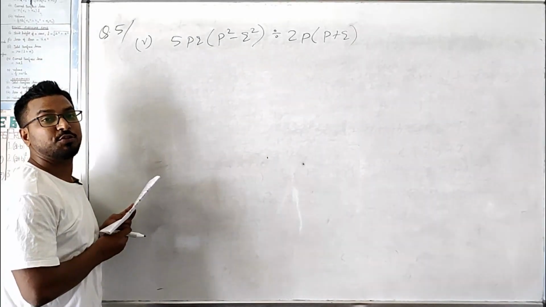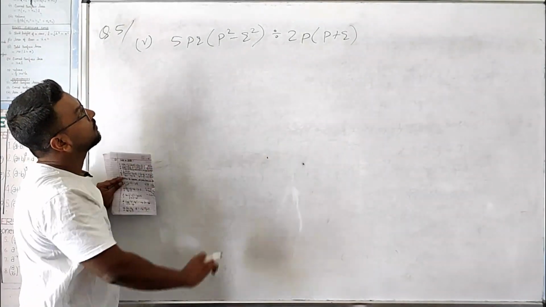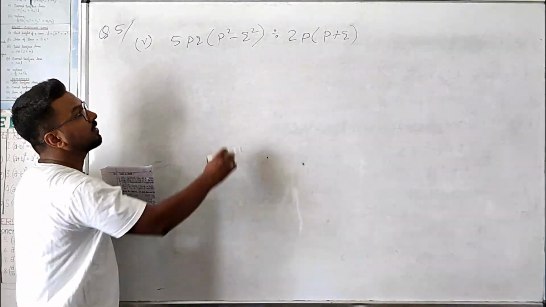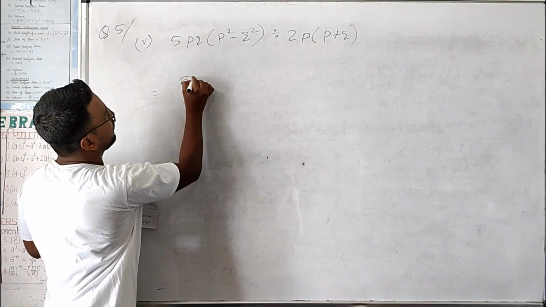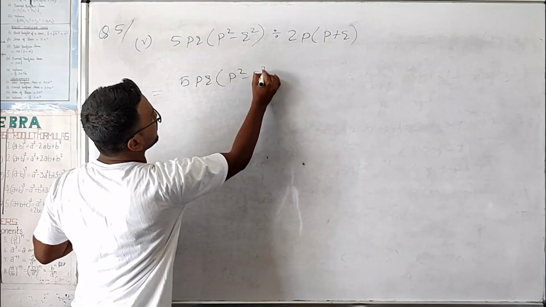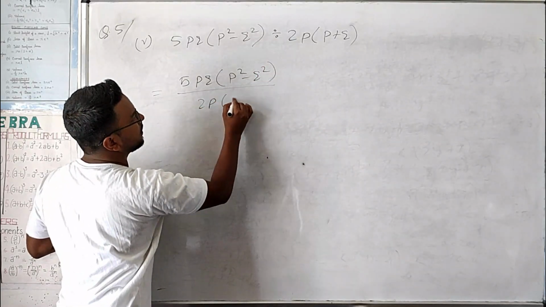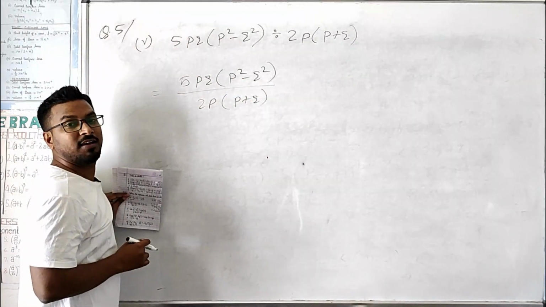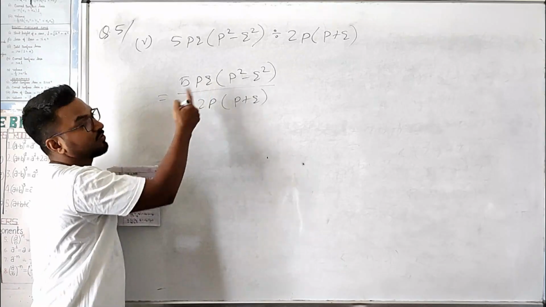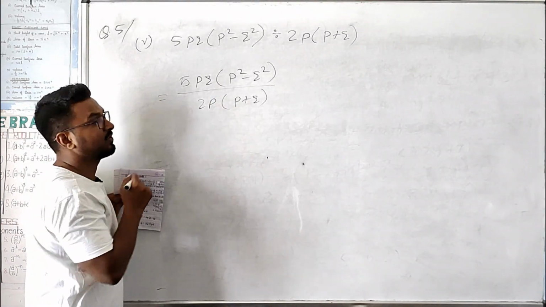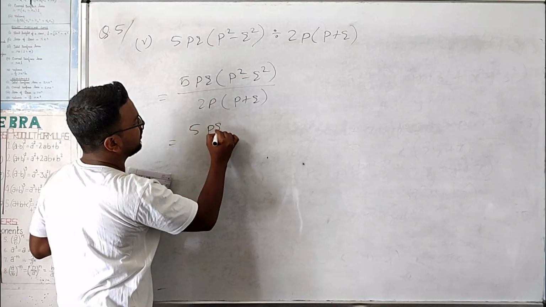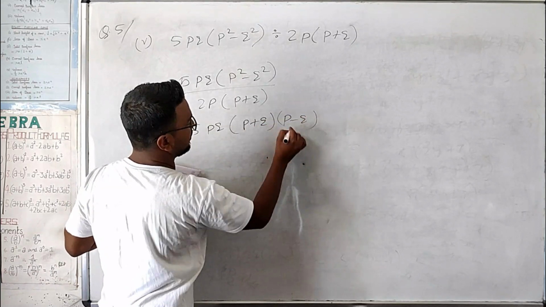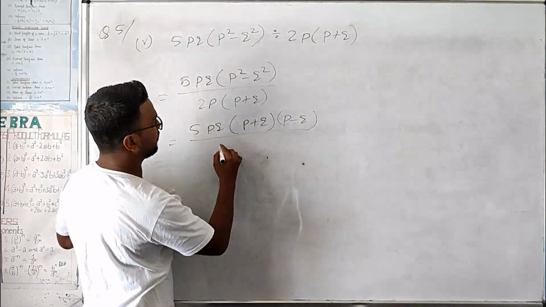Fine. Moving to the next question, question number 5, Roman numeral 5: 5pq into p square minus q square divided by 2p into p plus q. Let me write it first: 5pq into p square minus q square divided by 2p into p plus q. Now you see, this will follow which formula? The a square minus b square formula. So p square minus q square can be written as p plus q times p minus q. So we'll write 5pq into p plus q, p minus q, because that follows the a square minus b square formula.